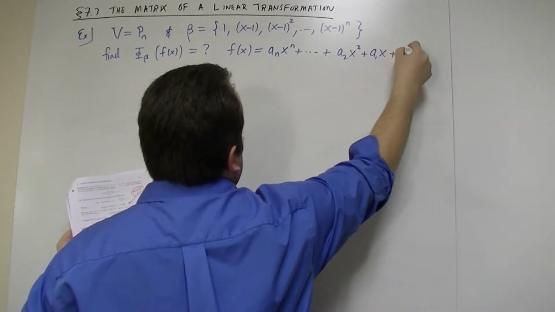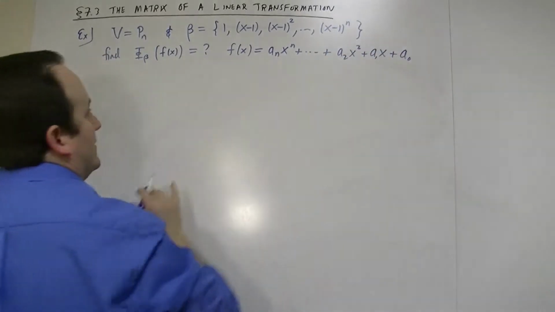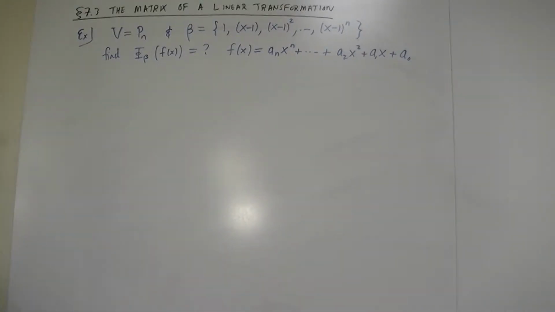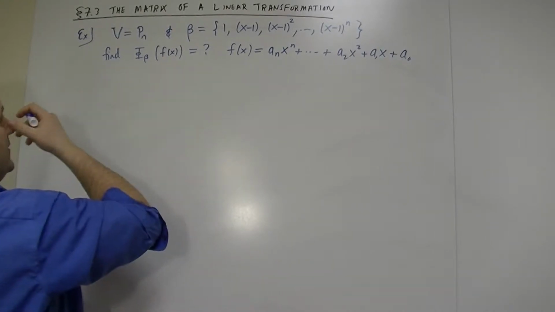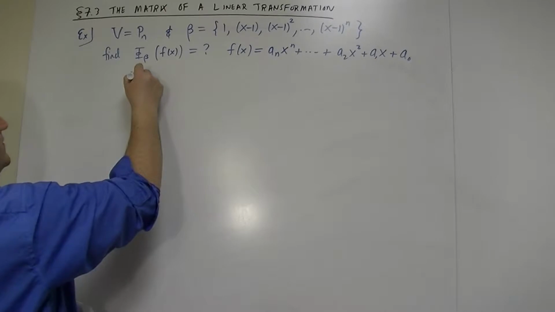Okay, so we got a little bit of work to do. We have to somehow recenter this polynomial, right, in order to figure out what the coordinate mapping is. But that's not hard, because we know that we could say Taylor's theorem, right?